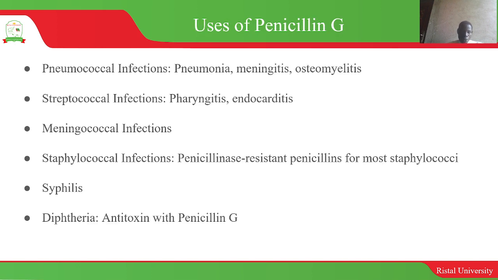Uses of penicillin. Continuing, we have the pneumococcal infections like pneumonia, meningitis, or osteomyelitis. Streptococcal infections like pharyngitis and endocarditis, or even wound infections. Meningococcal infections. Staphylococcal infections, where penicillinase-resistant penicillins are used for most staphylococci. In the treatment of syphilis, we also use it in the treatment of diphtheria, along with antitoxin.